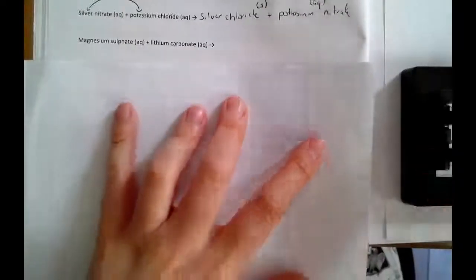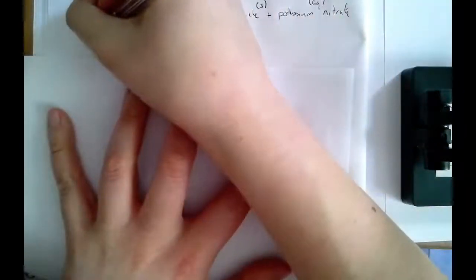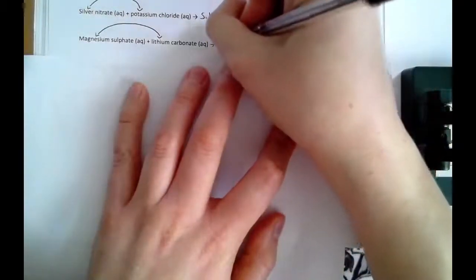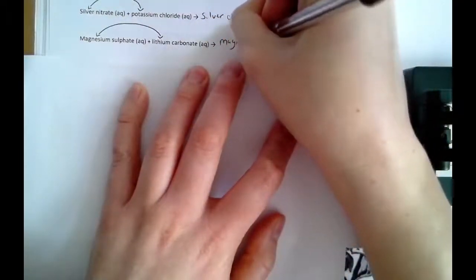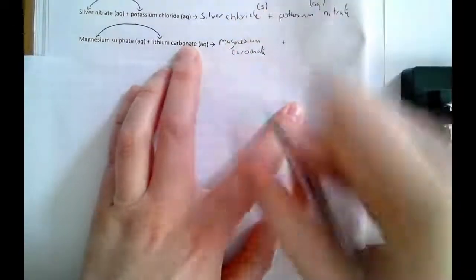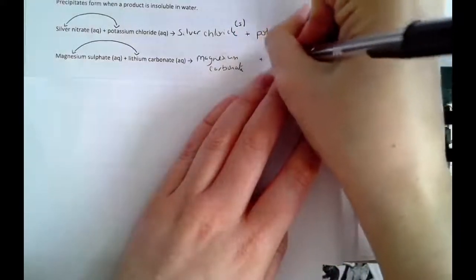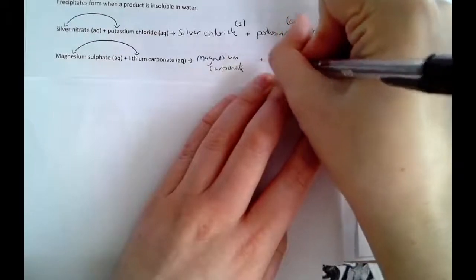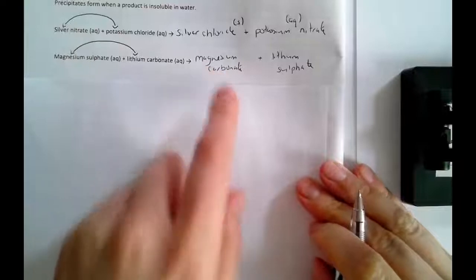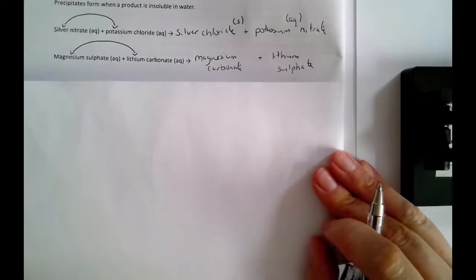If we look at the next one, magnesium sulfate and lithium carbonate. So again, all I'm going to do is swap these two around. And when I do that, I end up with magnesium with the carbonate, and I end up with lithium paired up with the sulfate. And it doesn't matter which way around you write this. You can write lithium sulfate plus magnesium carbonate, or you can do magnesium carbonate first. It's the same thing each time. So I swap those around, and then I need to see if I have a precipitation reaction.